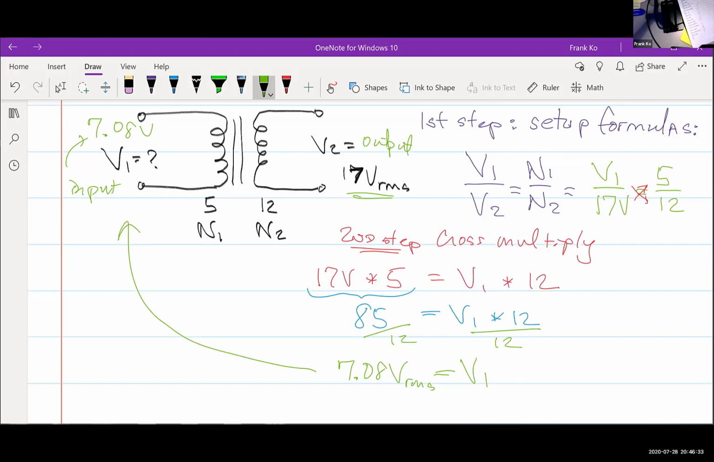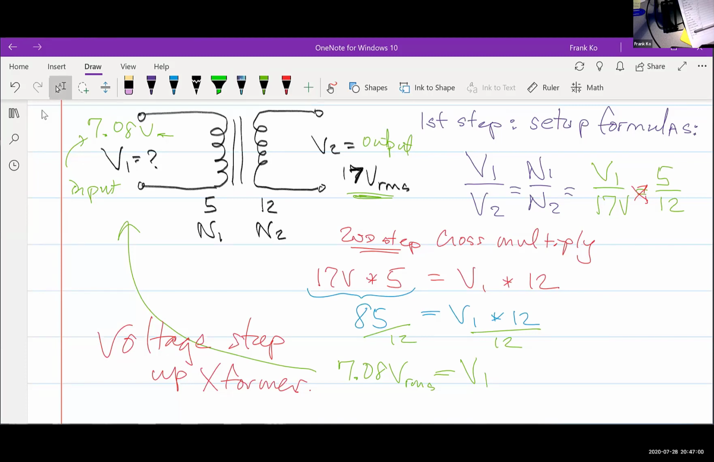Yeah, we went from a measly 7.08 over here up to 17. So this is an example of a voltage step up transformer. So let's just go ahead. Voltage step up transformer. Are we good with this so far? Okay. So where this is significant, my friends, is this.